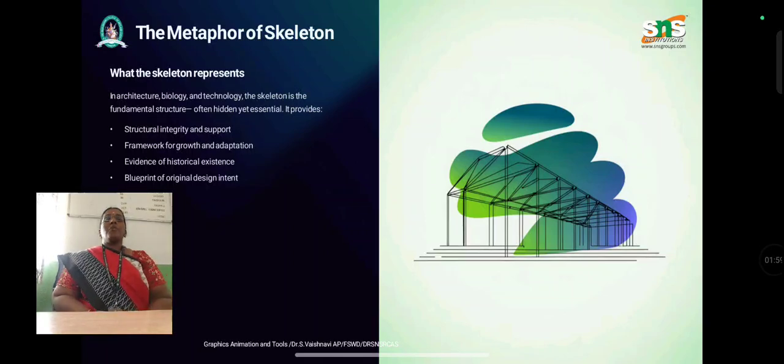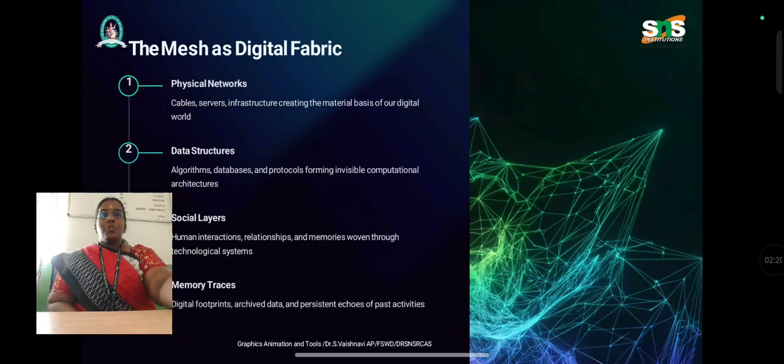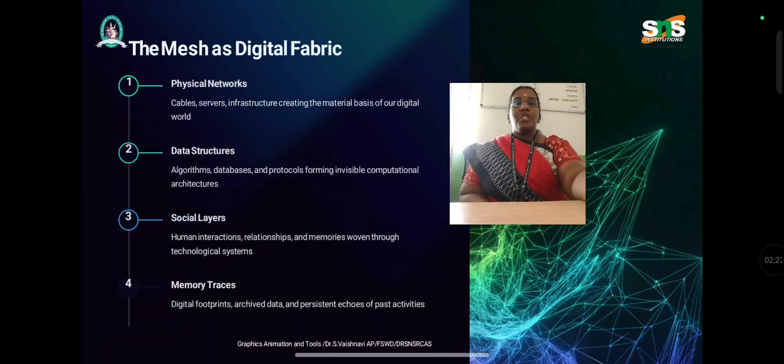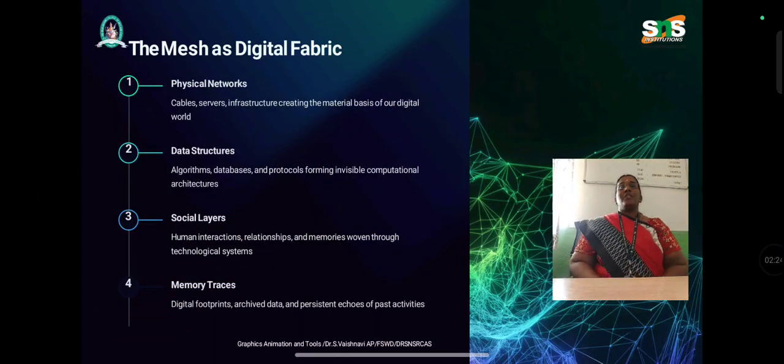The process of binding the mesh to the skeleton determines how each bone influences each vertex, and also it allows the mesh to move with the skeleton, where it influences the smooth blending of elbows. So this is a mesh with the digital fabric which connects with the physical network and also data structure.